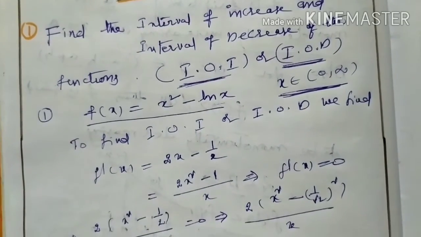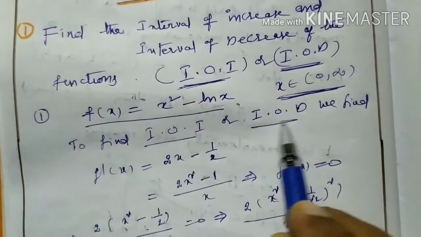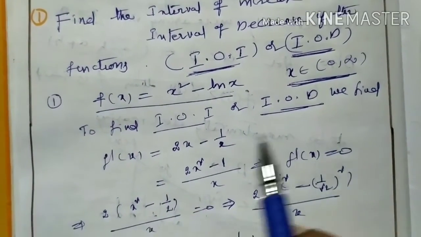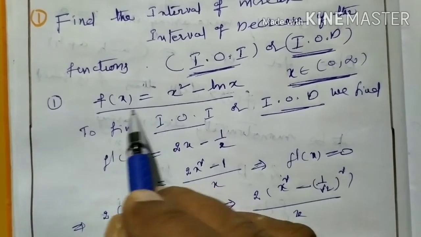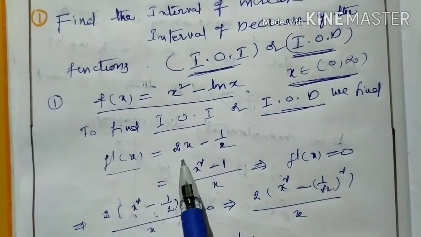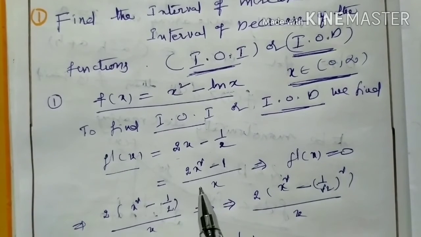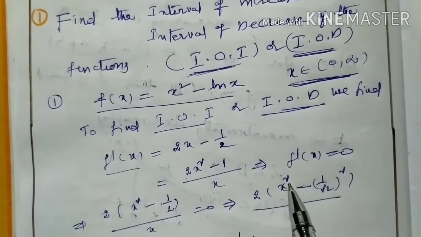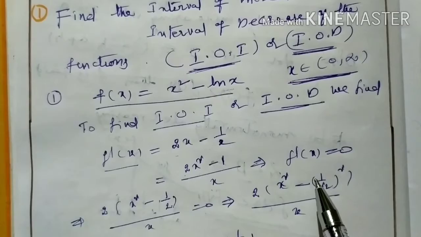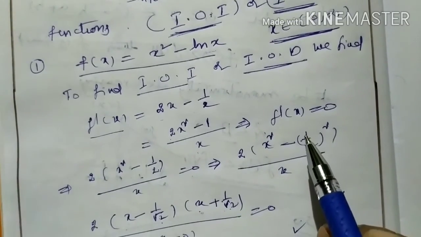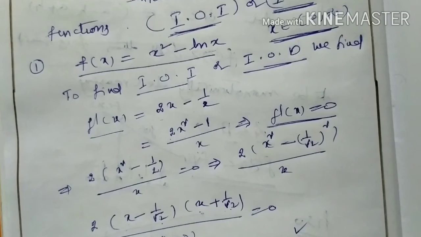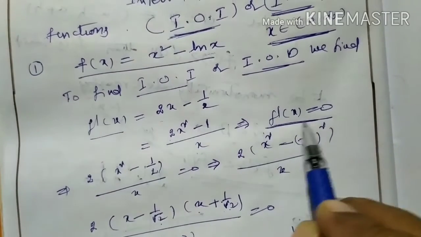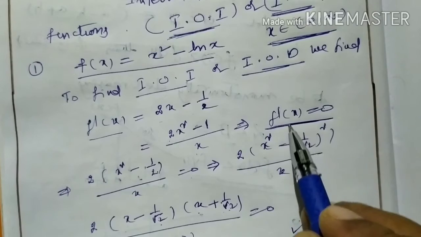So, for finding the interval of increase or interval of decrease, we need to find the derivative of the function. So, f of x is equal to x square minus log x. f dash of x is equal to 2x minus 1 by x. For finding the intervals, we need to find the stationary points of f of x. We get the stationary points by equating f dash of x equal to 0.